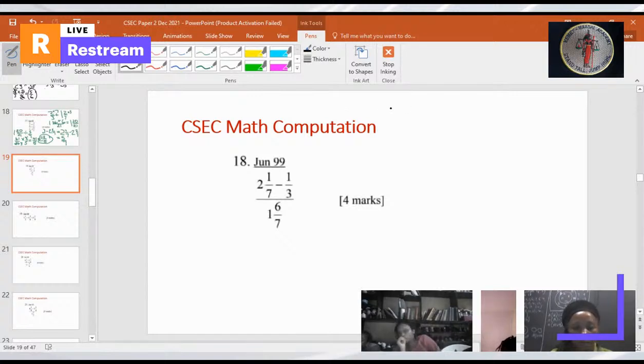Okay, miss. So we have 2 and 1 over 7 minus 1/3. So what do we do here, Amari? We're going to subtract. So this is in the numerator. We're working this first before we divide it by this. All right. So what do we do here? Miss, you subtract. Subtract what?